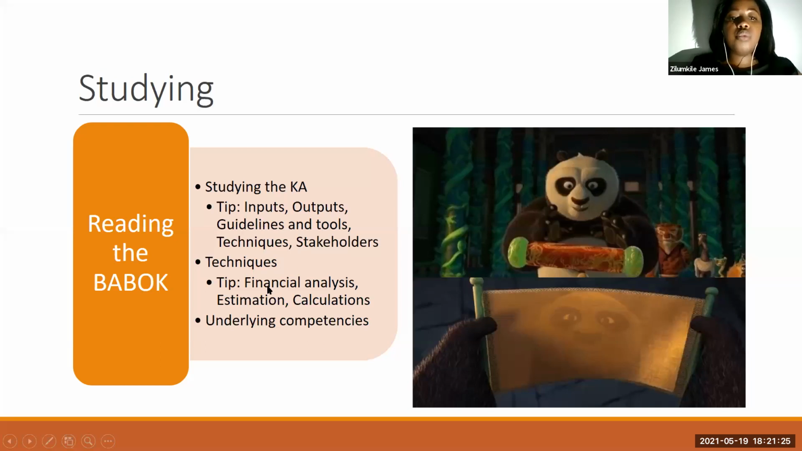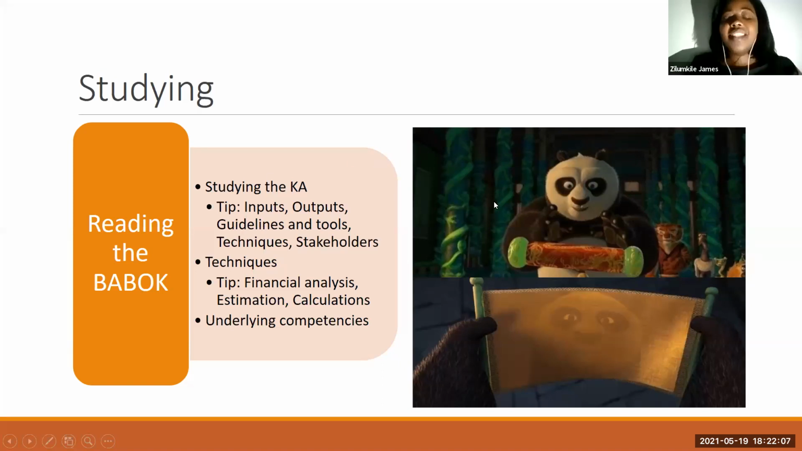The techniques. So it's important to focus, especially for the CBAP, on understanding financial analysis, estimation, and calculations, because these are the questions that come up first in the actual exam. You must understand all of the underlying competencies. When you're focusing on your techniques, make sure you understand all of them. It's about 50 techniques, so it's a lot. You will pick up from your simulation exam which techniques are focused on more, but it's important that you read through all of them and have an understanding of all 50 techniques and the underlying competencies as well.